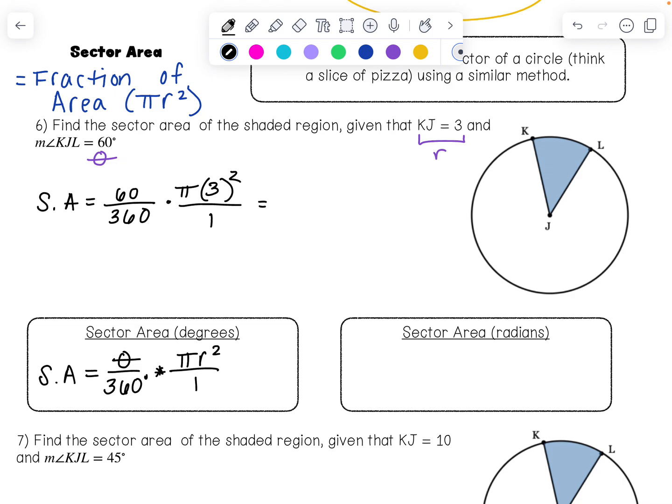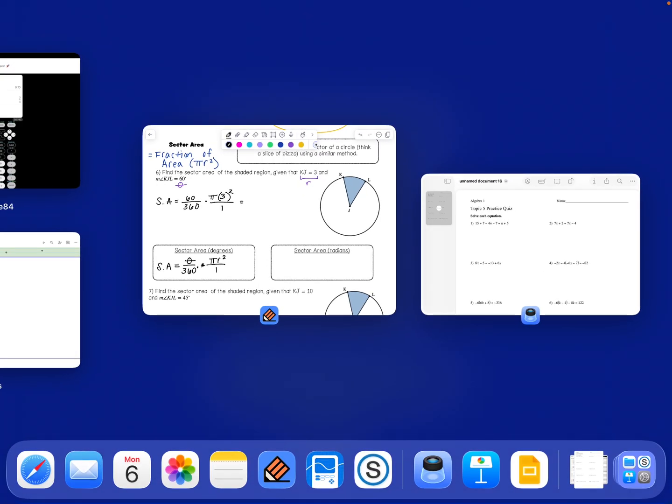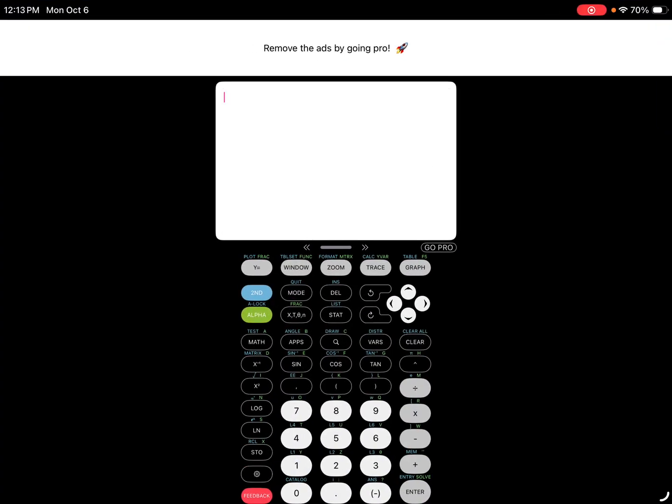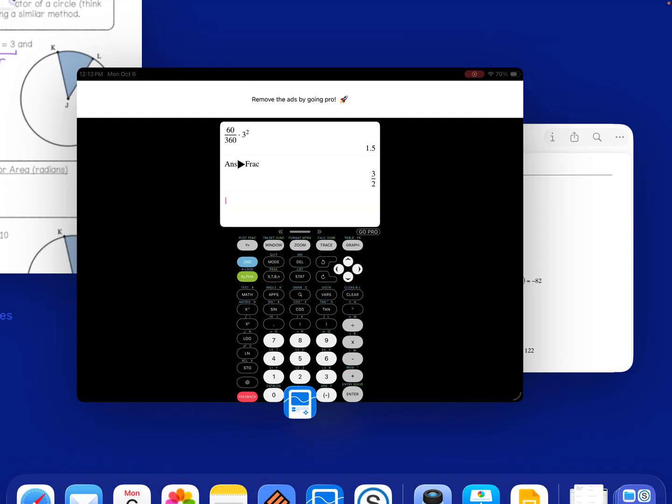Now, you could do this longhand, of course. I'm going to just show you how to do it all in the calculator in one step, because I think sometimes we struggle with that. So if I go to my calculator, I'm going to set up the fraction. So 60 over 360 times, I'm not going to put the pi in. I'm just going to type in 3 squared. I get 1.5, which if I don't know what that is as a fraction, I hit math, enter, enter, and it gives me back 3 over 2.